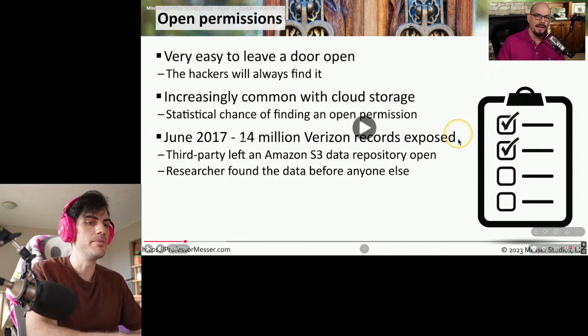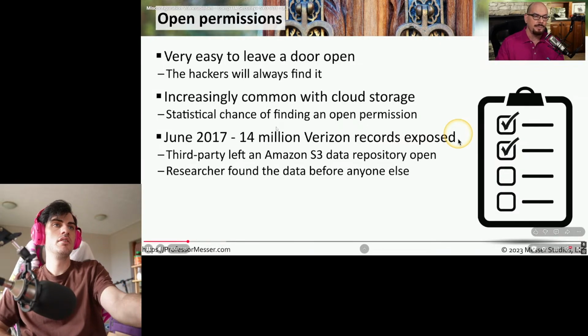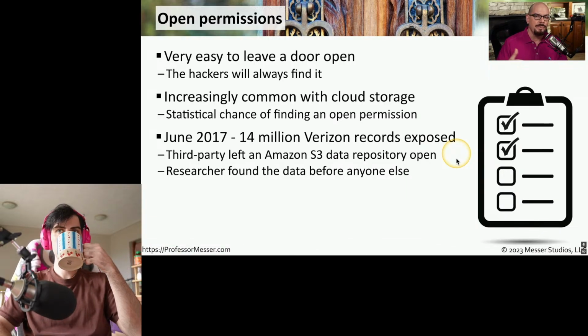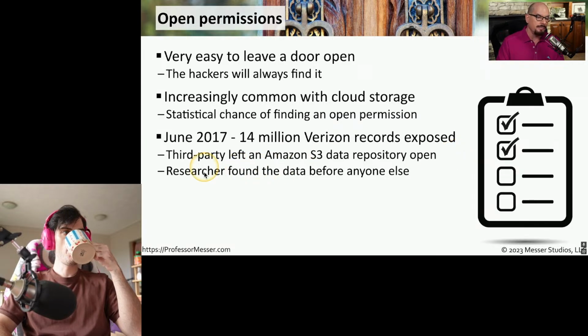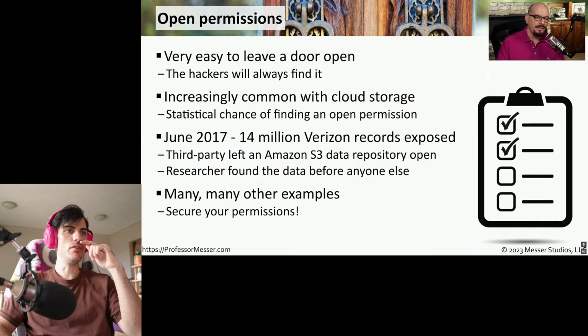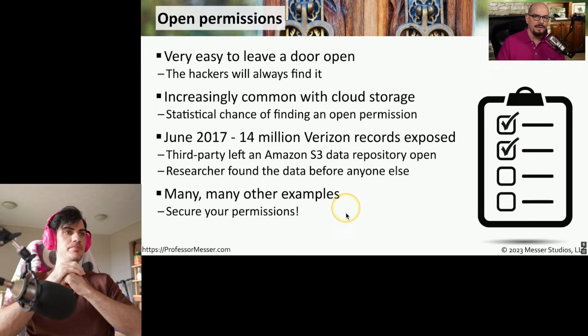Okay, let's go. Found on the internet, open and available to be downloaded. A third party had left an Amazon S3 data repository open without any type of passwords or security. Fortunately, this information was found by a researcher and not an attacker. So they were able to close this particular security loophole and confirm that no one else had downloaded any of this information. Although this story turned out to be rather insignificant for the 14 million records that were exposed, there are many other examples of information being made public on the internet without the intention of the data owner.